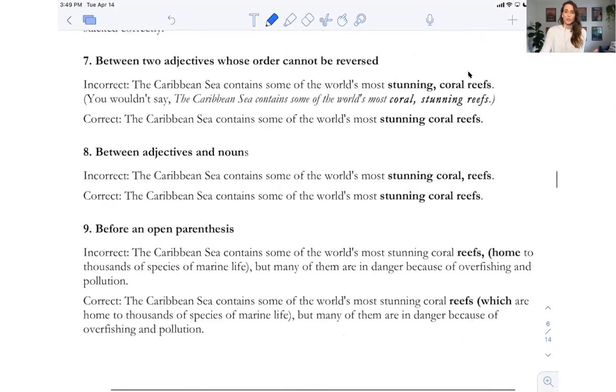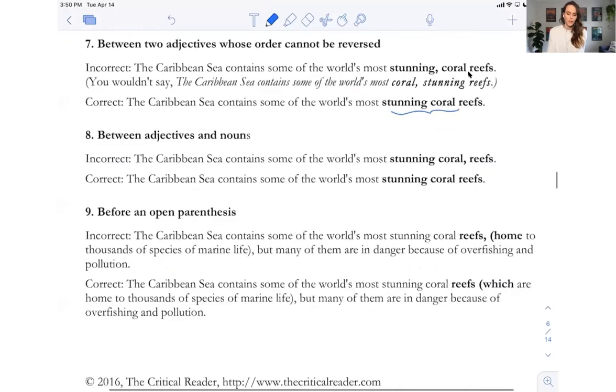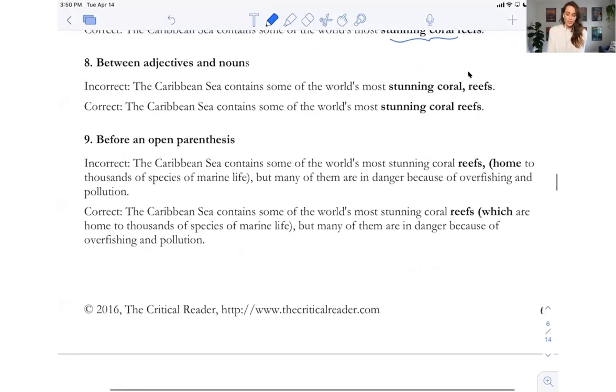So here, don't use a comma between adjectives whose order can be reversed. So the stunning coral reefs, it would be awkward to say the coral stunning reefs. So you don't put a comma there to indicate that the words need to be read in that certain order. Between adjectives and nouns, so stunning coral reefs, you don't need a comma there. You can just say stunning coral reefs.